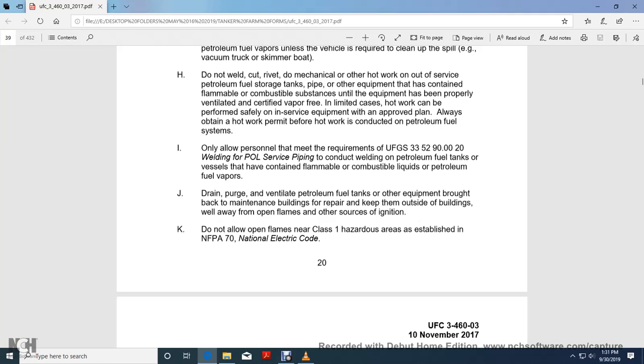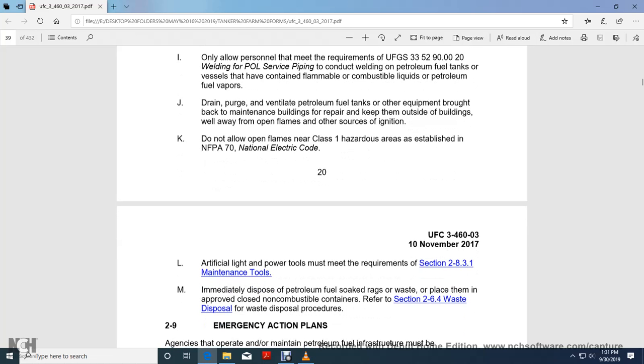Drain, purge, and ventilate petroleum fuel tanks or other equipment brought back for maintenance or repair, and keep them outside of the building, well away from open flames and other sources of ignition. Do not allow open flames in Class 1 hazard areas established in the National Fire Protection Association 70, National Electrical Code.